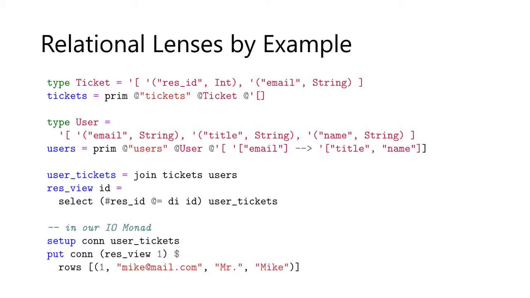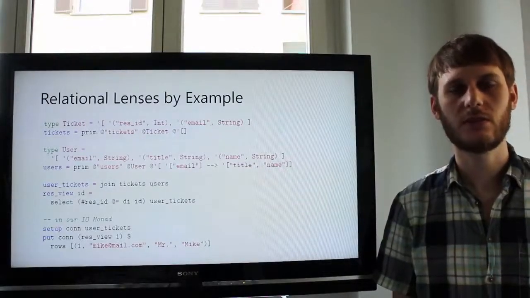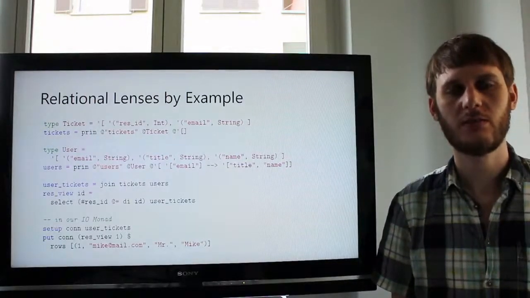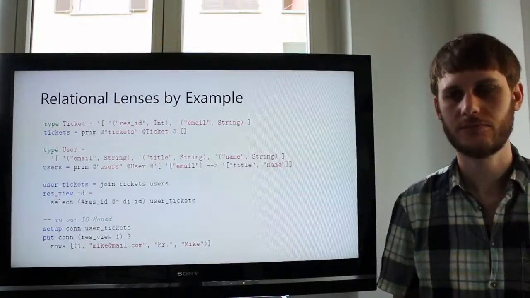We can then define user tickets as a relational join between these 2 tables, essentially assigning user information to each ticket. On top of that, we define the select lens res view so that it filters out all tickets belonging to a single reservation. We then set up these tables and populate the tickets for reservation 1 with a single entry for Mike, who has the email address mike@mail.com as well as the title Mr.